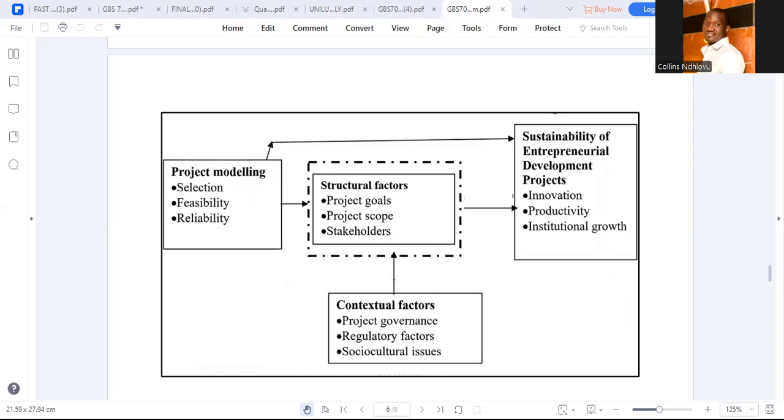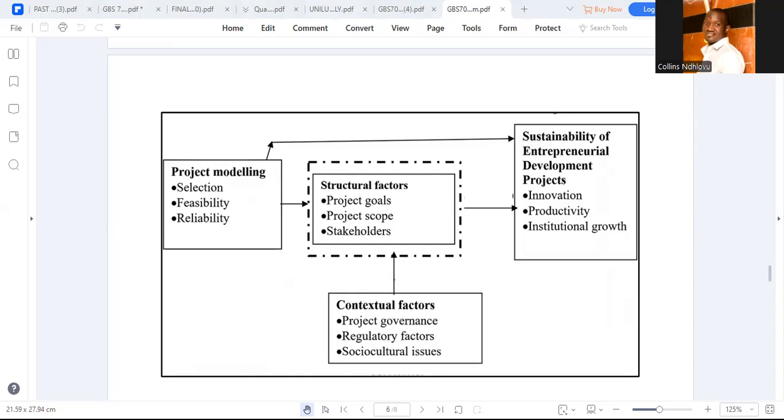And there we go to the structural factors here, which is the organization of the project. So it has organized project goals, what the project wants to achieve, the scope, the size and limits of the project, and stakeholders. These are the people and groups that are of interest in this project. Then it is also showing contextual factors here: project governance, regulatory factors, and social cultural issues in this conceptual framework. So how the project is being managed, who is in charge, the rules and regulations, and the socio-economic issues, the social factors that might impact the project.